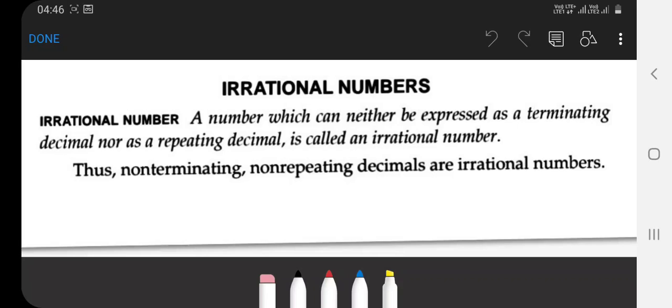Today, myself, Pradeep sir, will discuss irrational numbers for ninth class students. The first topic is: what is an irrational number?